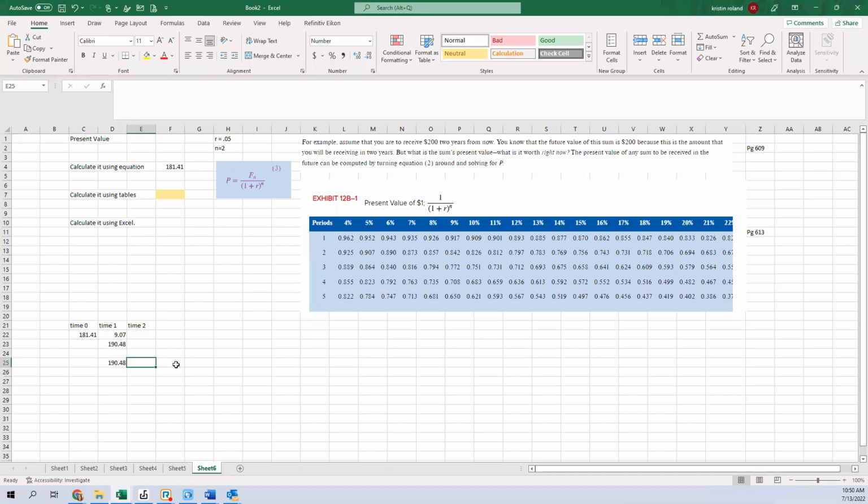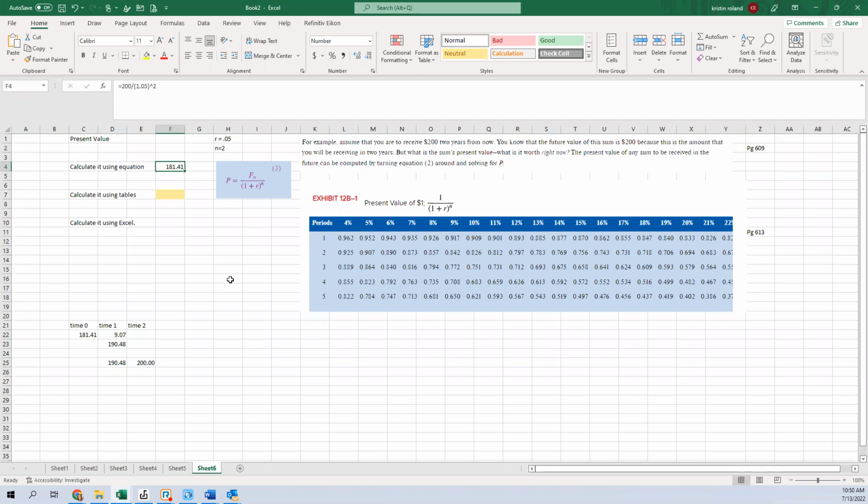Let's figure out what it's going to be worth at the end of the second year. If we're compounding interest, we start with the 190 and multiply it by 1.05 because we're earning 5% this year. And so at the end of the second year, we have $200. That's exactly what the present value calculation is doing. It's just doing it backwards. It's saying if we want to end up with this amount, what amount do we need to start with given this R and this N? And that's what the 181.41 is.